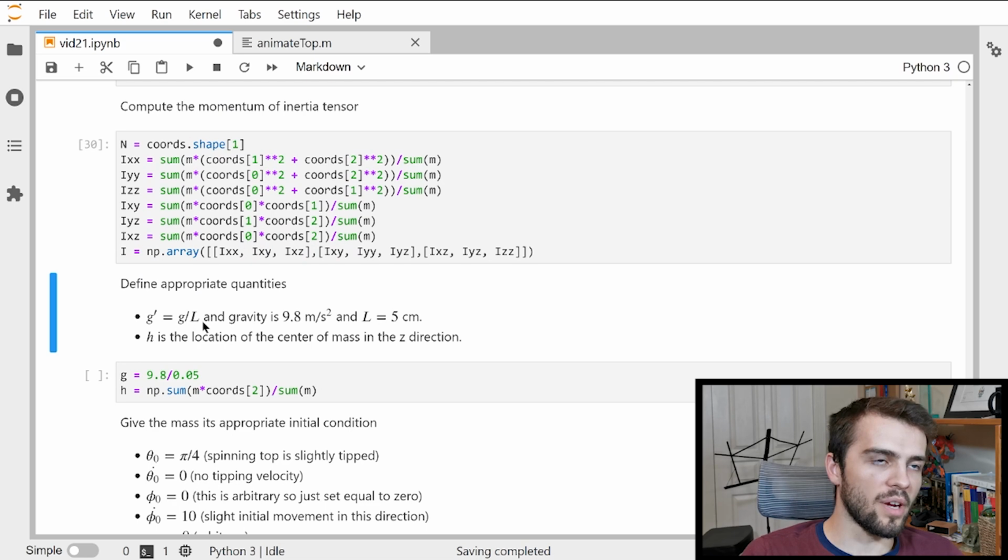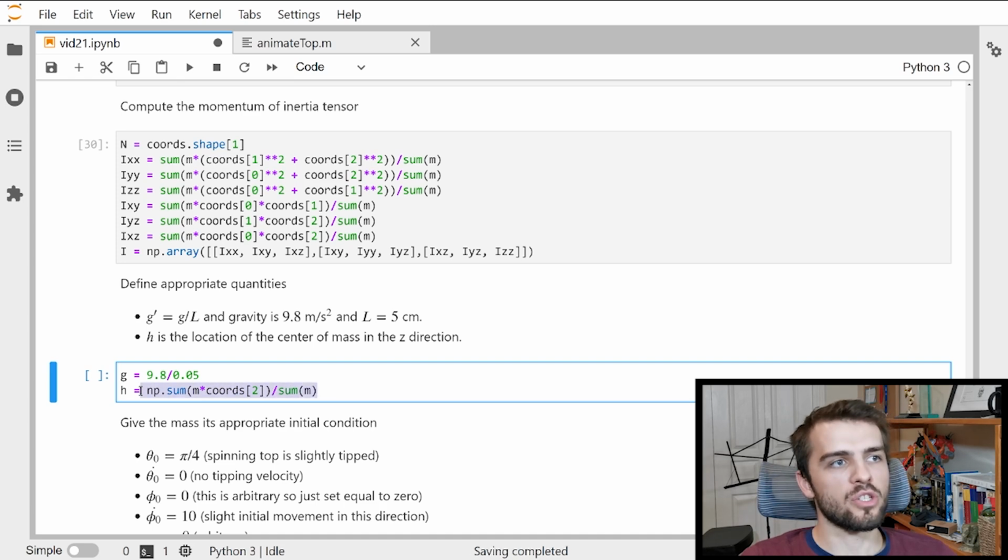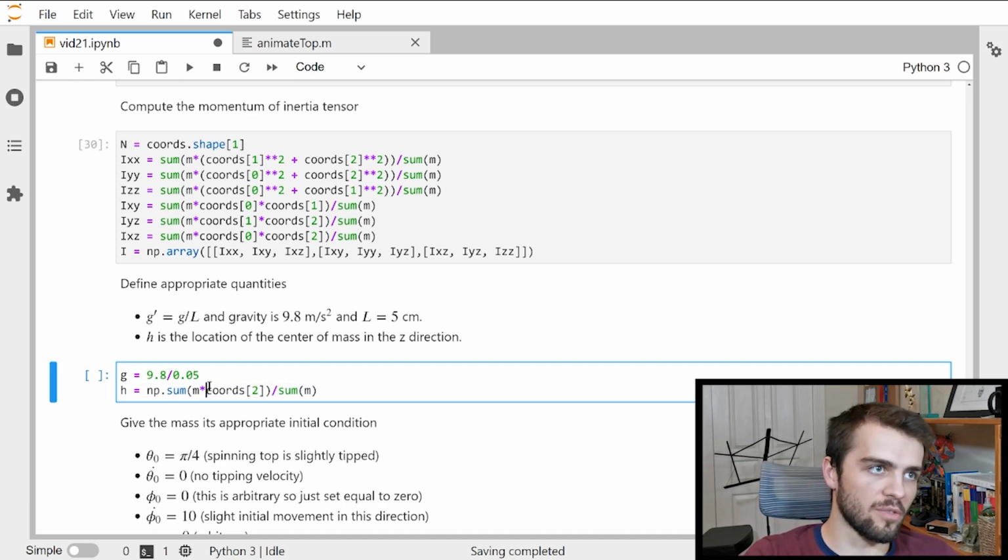So G prime is G over L. And gravity is 9.8 meters per second squared. So G over L, which is really what G is in the code, is 9.8 over 0.05. Remember, I'm dealing with G prime here. H is the location of the center of the mass, and I can find that by taking a weighted sum. Chords 2, of course, being the Z coordinates of the voxels. So this is a weighted sum to find the Z location of the center of mass.